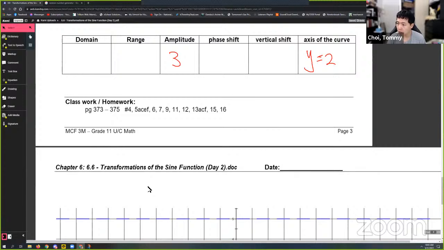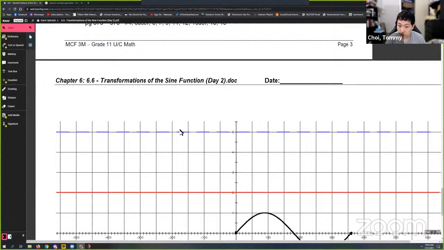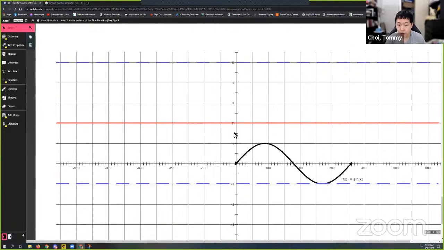Does that make sense? I hope that makes sense. If it doesn't, let me know. So we draw the equation of the axis because that's the middle, and the amplitude is from the middle to the highest point, and from the middle to the lowest point, it's 3. It's a value of 3. So that's why we went 2 plus 3 is 5, and 2 minus 3 is -1. So that helps us out here. Okay?